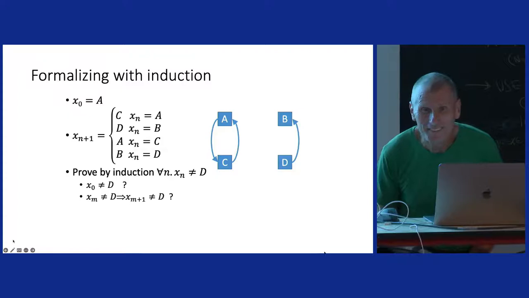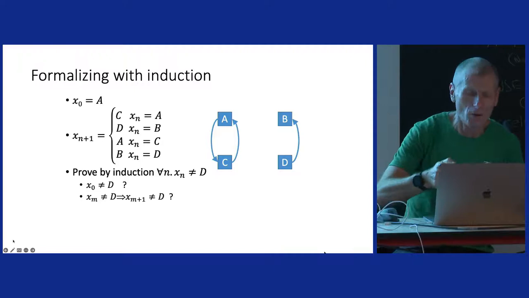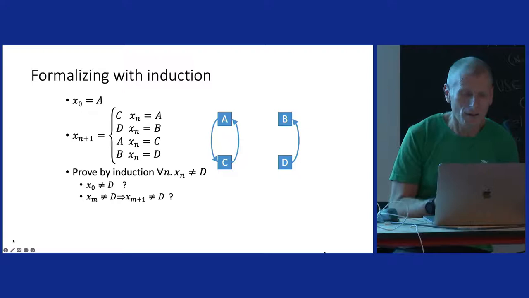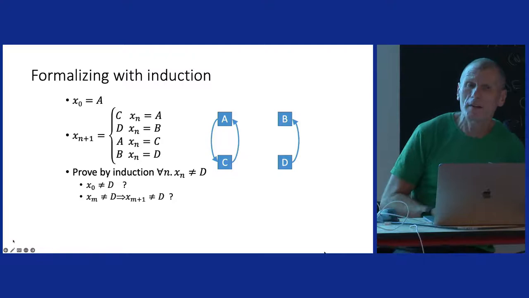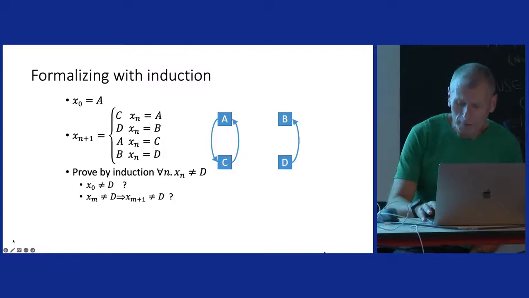So we are trying to prove a mathematical property. You have a sequence, okay? And here is how the sequence is defined. The first element is defined to be A. And then the next element is defined exactly according to the previous element. And then you ask yourself, it's basically a question of mathematics: is it the case that if xn is not D, then xn+1 is also not D? So that's not the case, exactly.